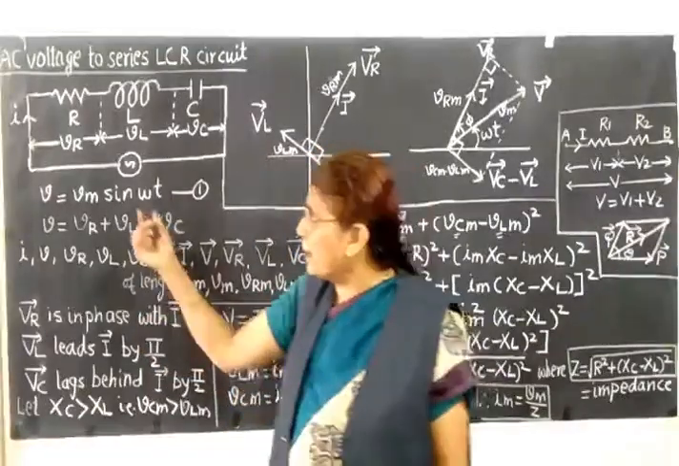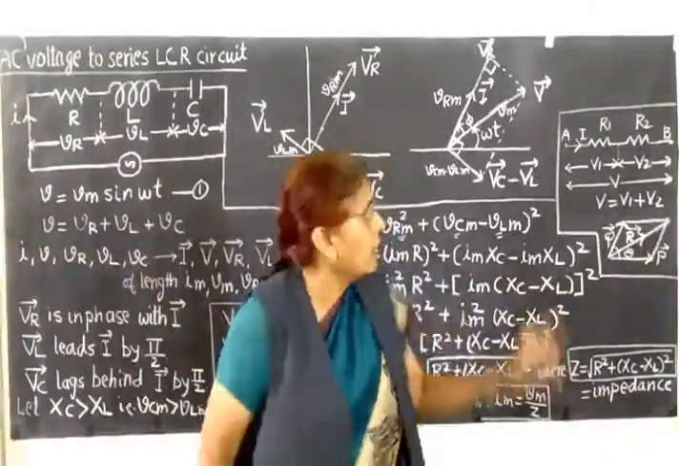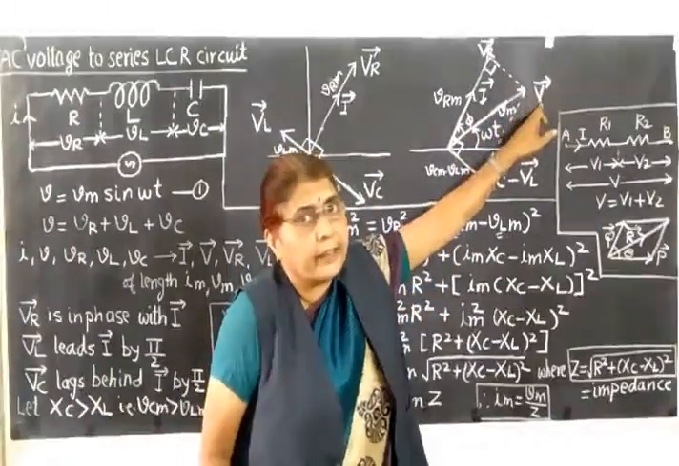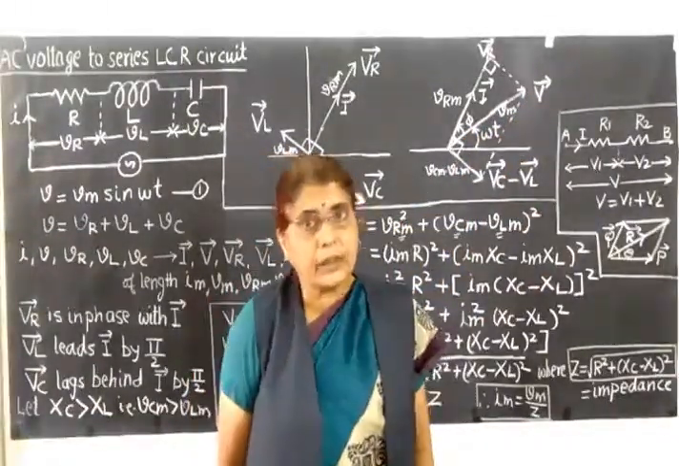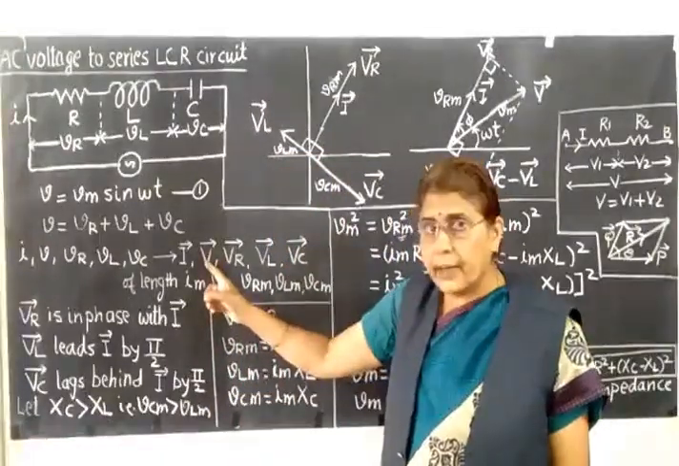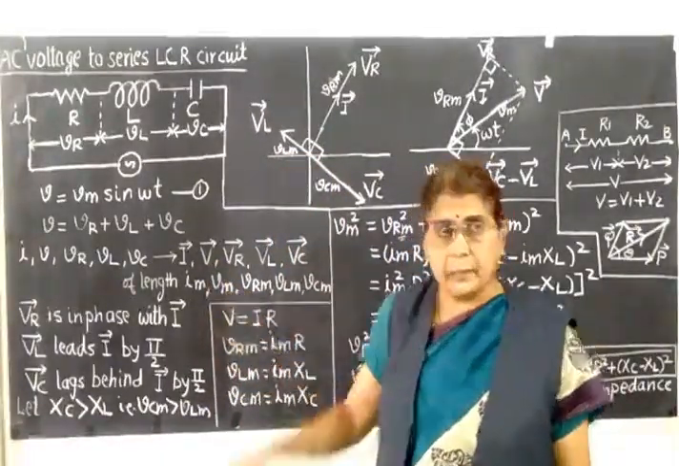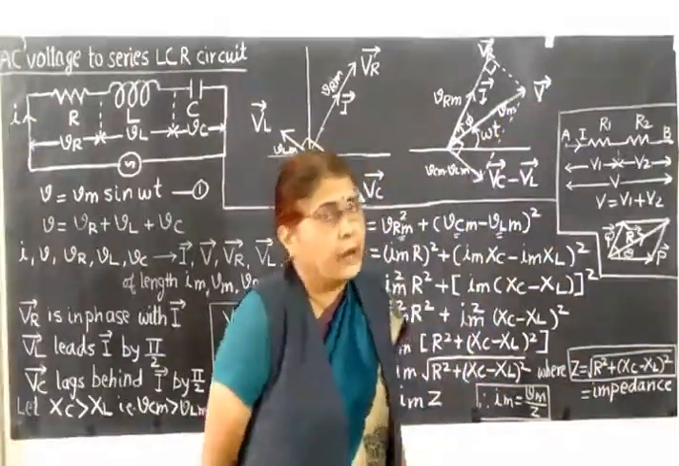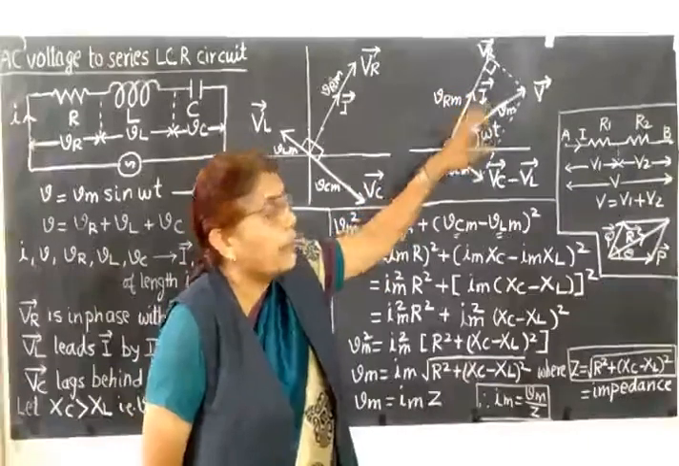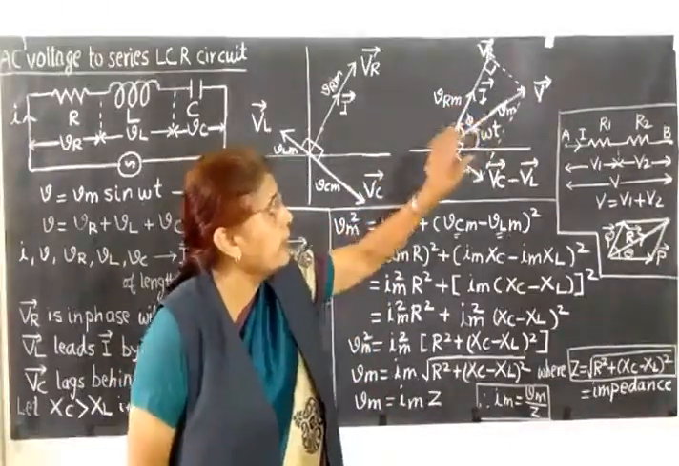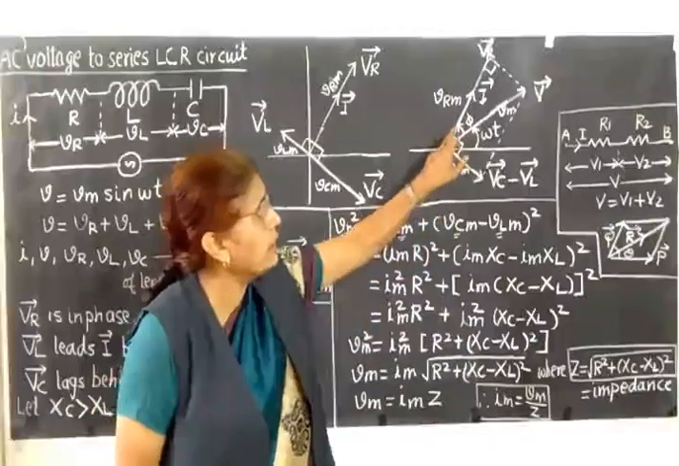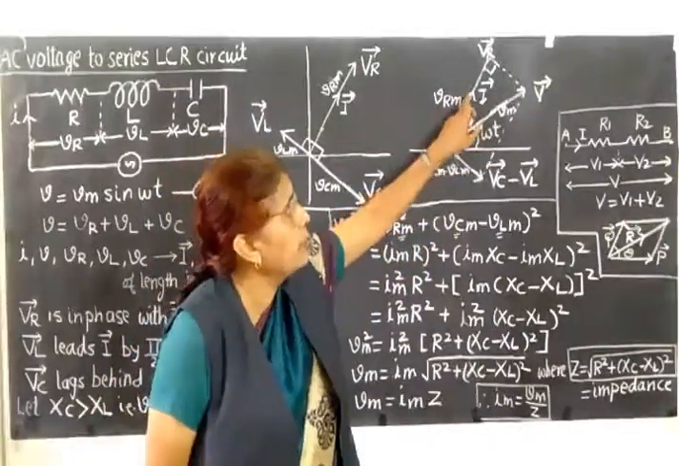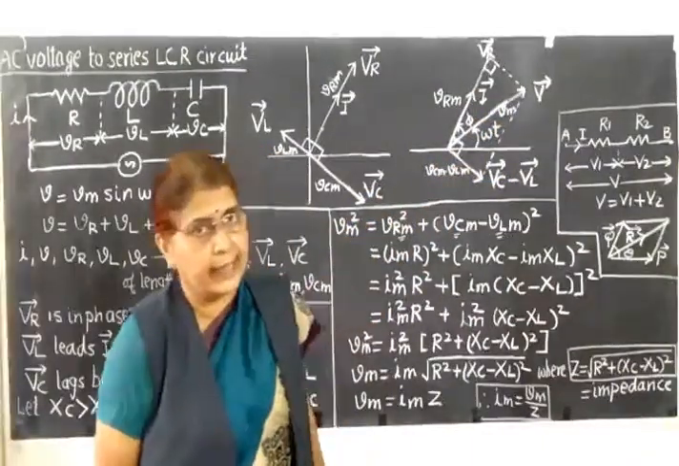What is the phase angle of the voltage? It is omega t. So the angle in the anticlockwise direction, omega t, is for the vector V. What is the length of vector V? The length of vector V is given by its amplitude, that is Vm. So here this length is equal to Vm. Now from the figure you see that between I and V there is a certain phase angle. What is that phase angle? Let us denote it as phi. So phi is the phase difference between current and voltage in the LCR circuit.